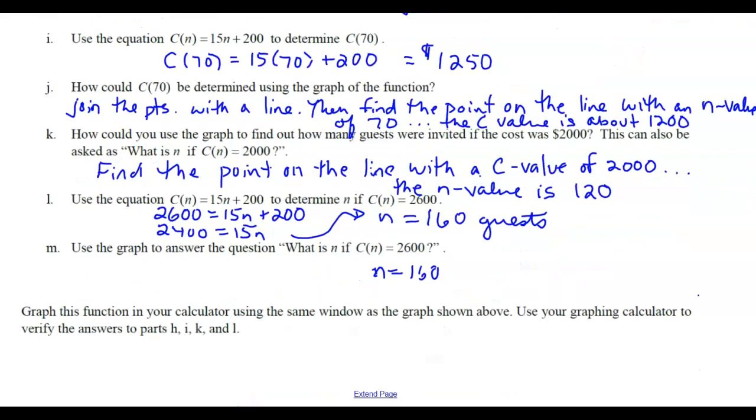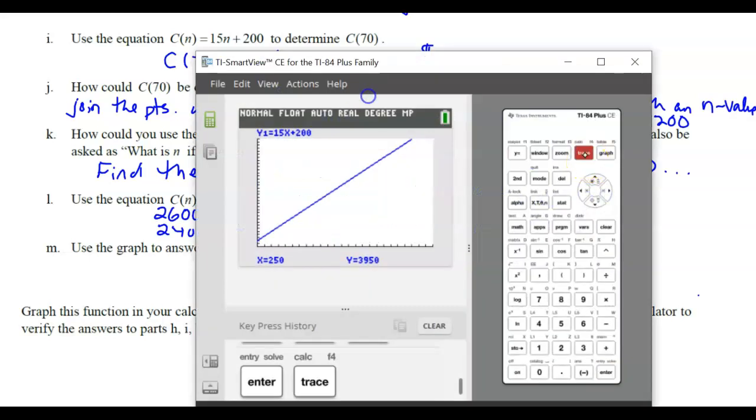Now we've done H, I, C of 70. That's an easy one, same method. So let's do that one. Here I'm in trace, go 70 for X, Y is 1,250. You can see it on your graph.